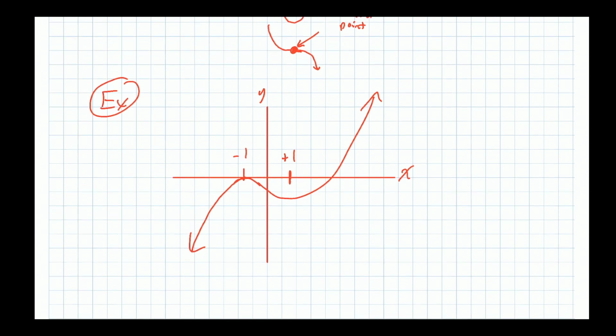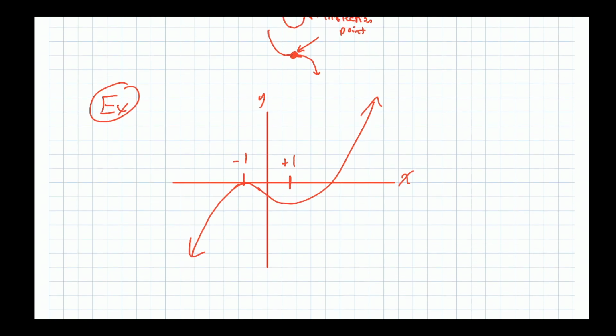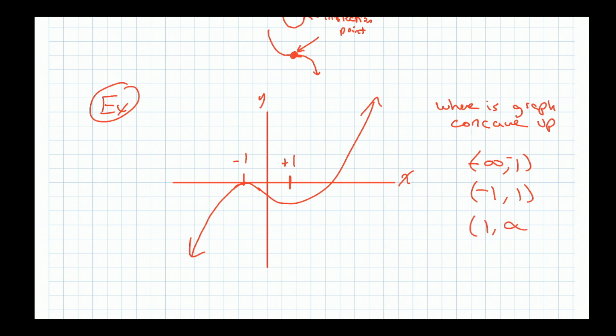And so they say, where is the graph concave up? And then they give me choices. -infinity to -1, -1 to +1, and 1 to infinity, and then none, and we have to check any of them that is concave up. All right, so let's just highlight the sections here.